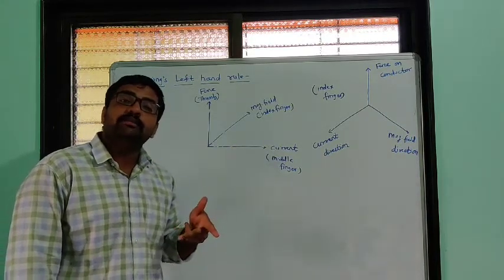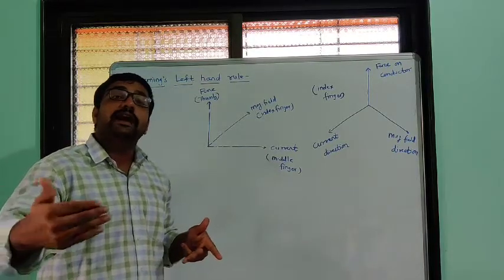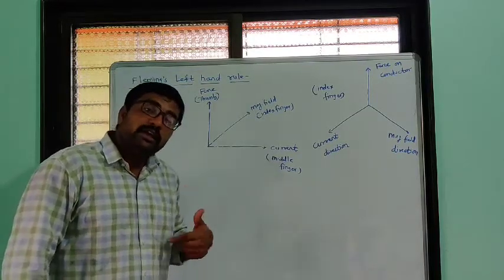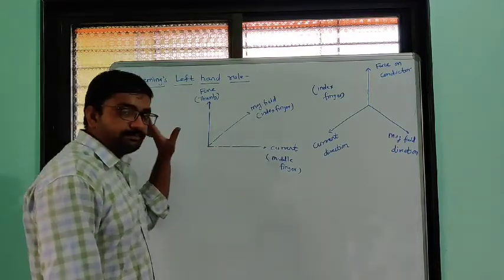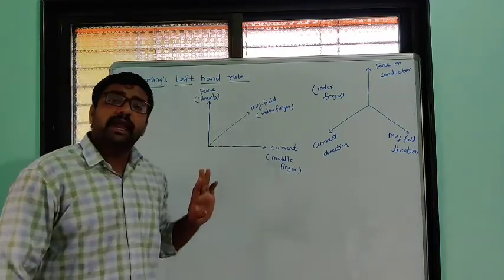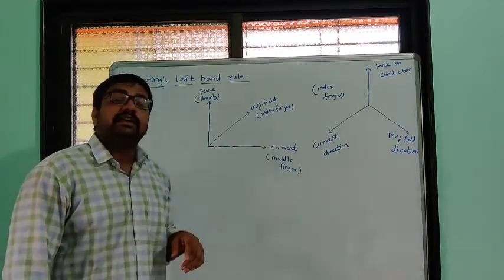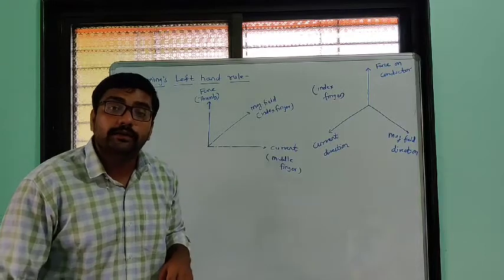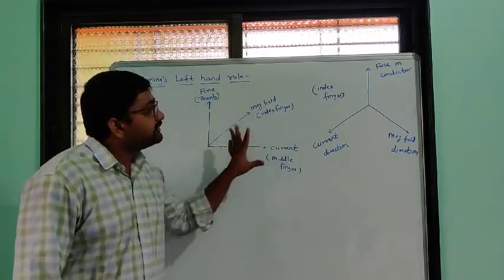Last time we studied the right hand rule, which tells us how we can find out the direction of magnetic field. Here we have to find out the force direction. Force will act on an electric conductor when we place it in the direction of a magnetic field. So you have to remember these diagrams.